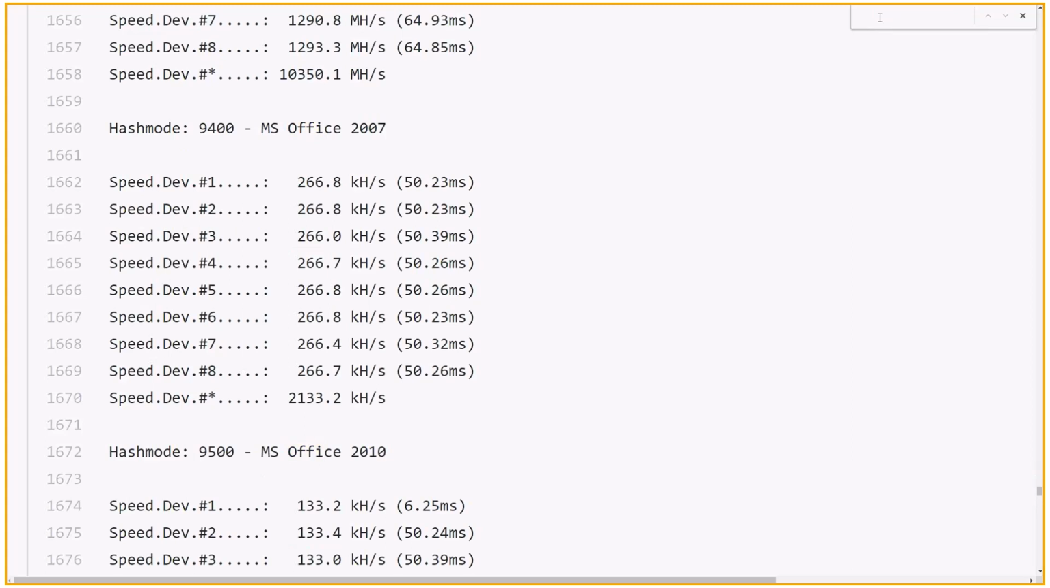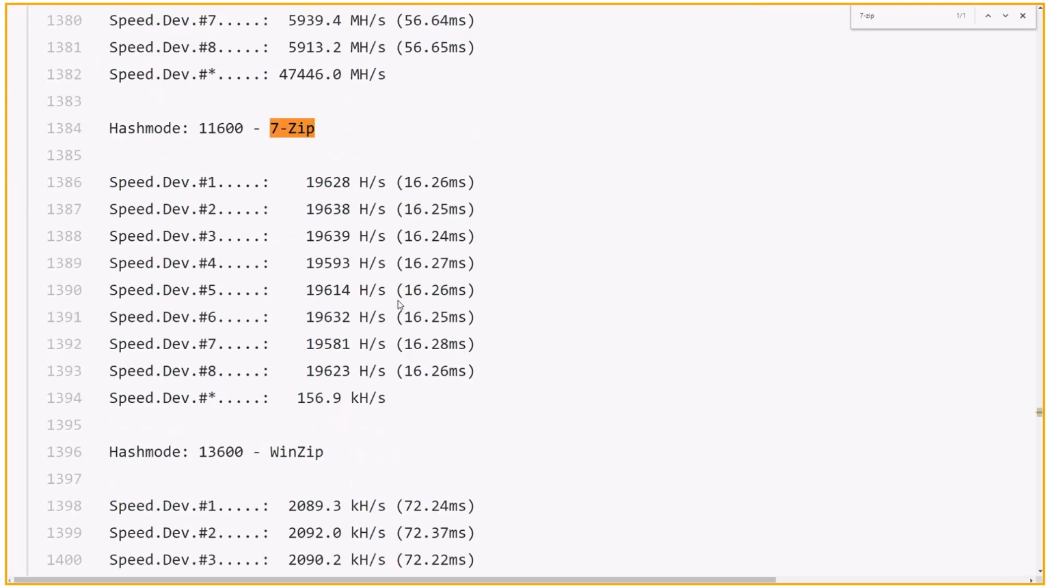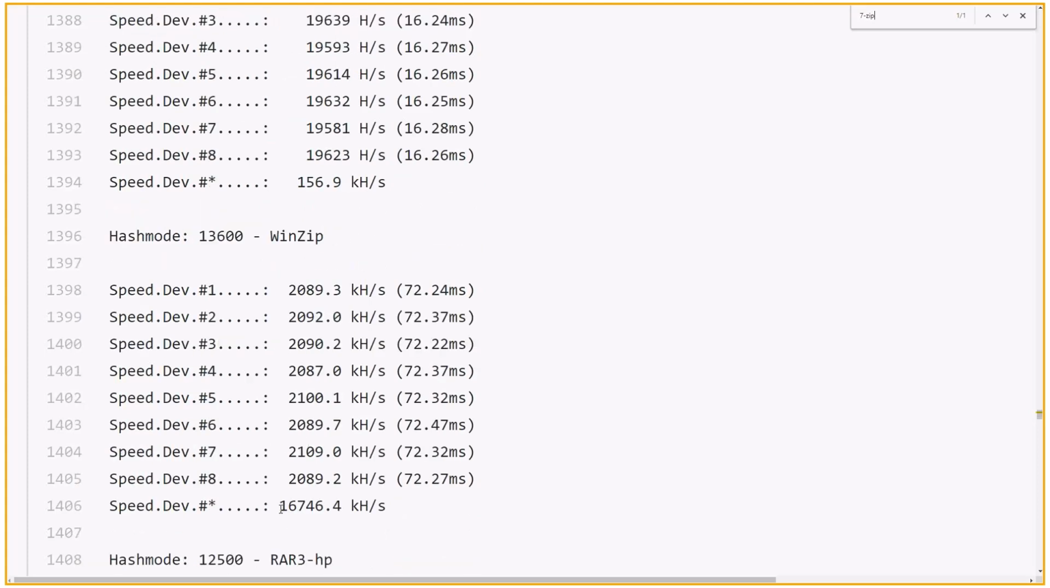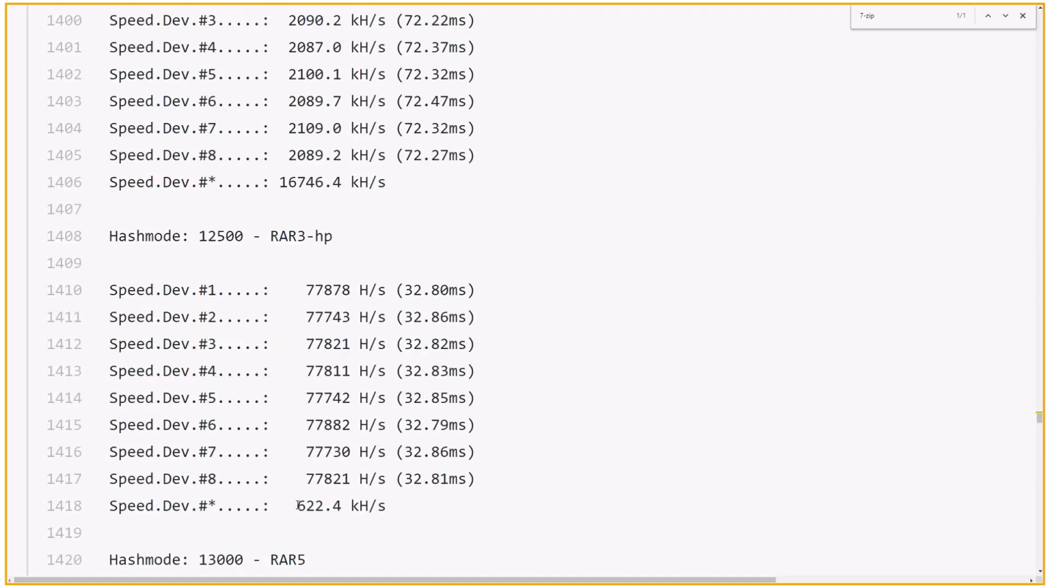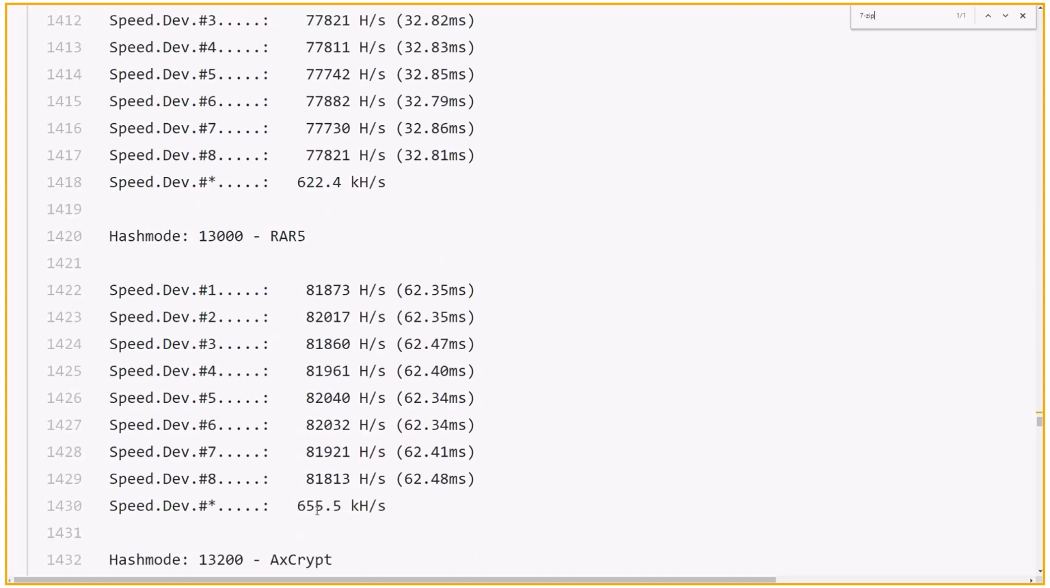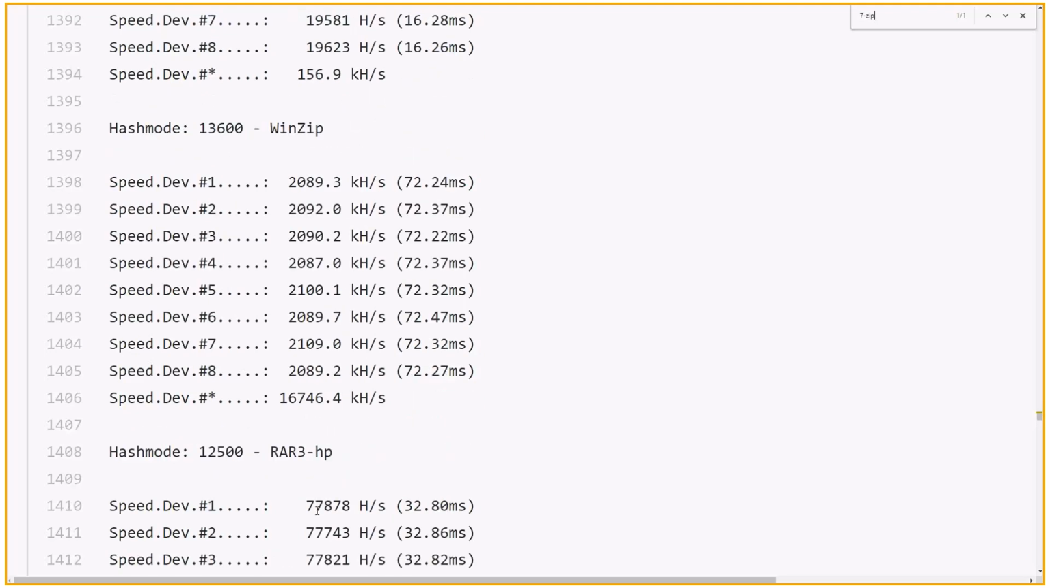Another question, for example: I need to create an archive that's protected by a password, but which archiver should I select? Which archiver is most resistant to password cracking? This document could give some answers to this question. Okay, the 7-Zip archiver. The speed is 156 kilo hashes per second. WinZip is 16,700. So 7-Zip is 100 times more resistant to password cracking than WinZip. As for RAR, it's 600. RAR5 is also 600. So 7-Zip is the winner because it's four times more secure than RAR and 100 times more secure than WinZip.